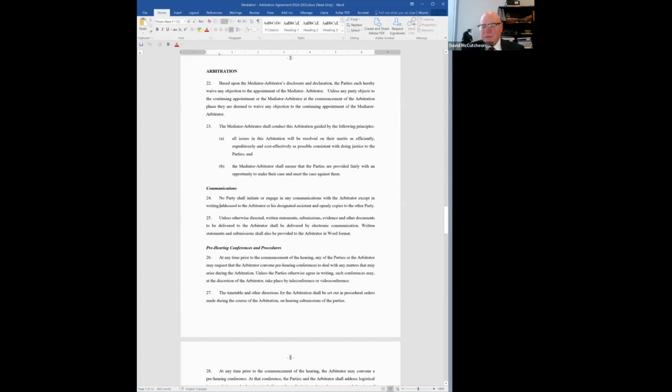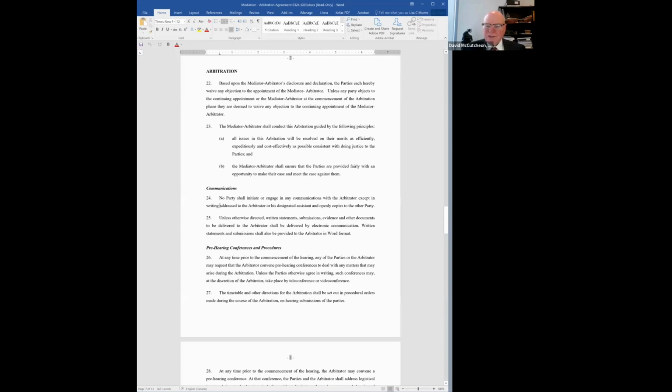But it has to be dealt with then. Okay, so your paragraph 22 said, based upon the mediator arbitrator's disclosure and declaration, and that's the typical statement that arbitrators make, which is they have no information that they think could give rise to reasonable apprehension of bias, etc. The parties each hereby waive any objection to the appointment of the mediator arbitrator unless any party objects to the continuing appointment of the mediator arbitrator at the commencement of the arbitration phase, they deem to waive any objection to the continuing appointment of the mediator or arbitrator.